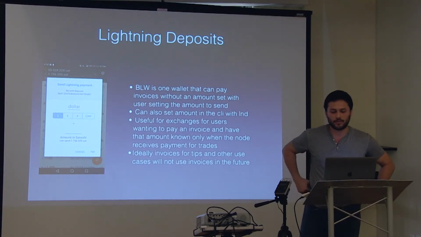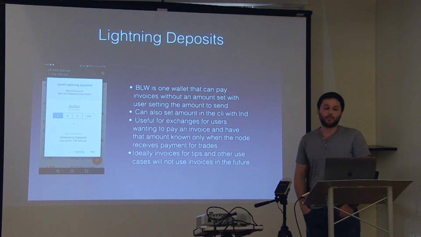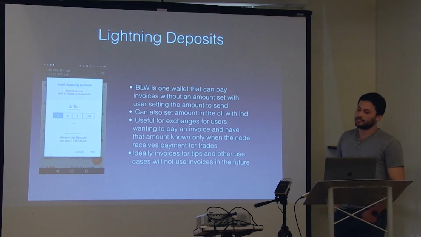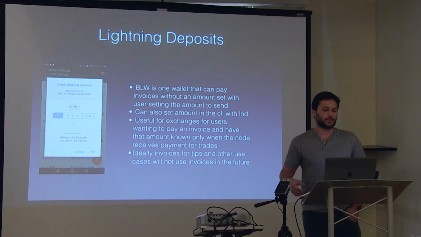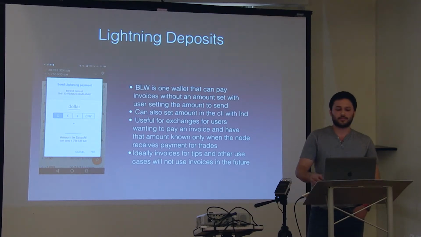So here's an example of one mobile Bitcoin wallet letting you set the amount in Satoshi. But ideally, this is used for tips or other things. I think you can also move to using something more interactive instead of invoices when we don't need to use that.